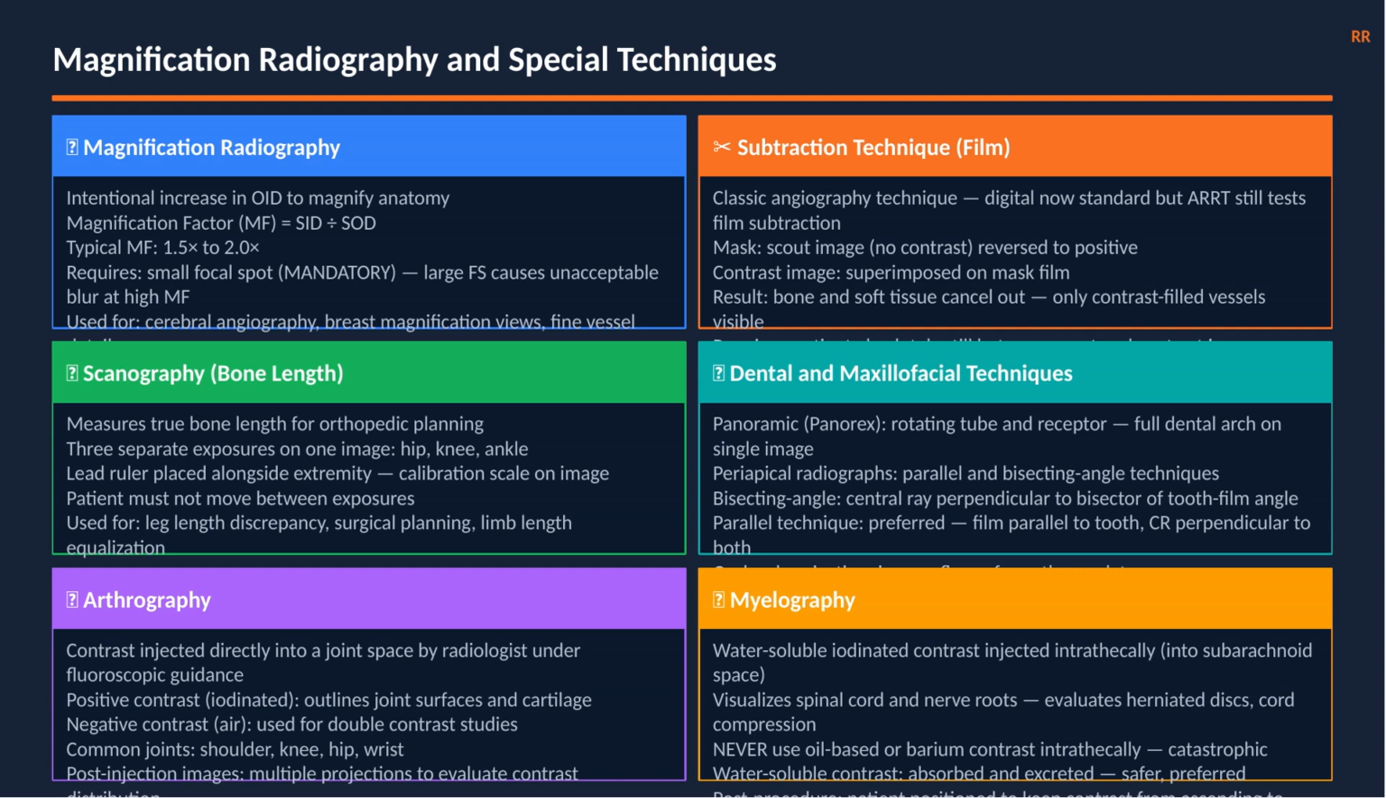And myelography. Water-soluble iodinated contrast injected intrathecally into the subarachnoid space. Visualizes the spinal cord and nerve roots. Never use oil-based or barium contrast intrathecally. Catastrophic results. Water-soluble contrast only. It is absorbed and safely excreted.